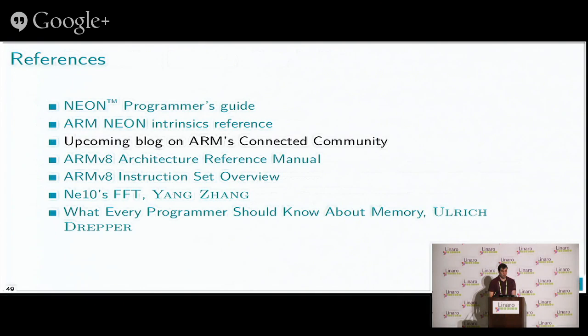Finally, before I start to take questions, I'd like to recommend that you read those references, starting with the Neon Programmer's Guide, the ARM Neon Intrinsics reference, the Architecture Reference Manual. It should be your Bible here. Do get to know the instruction set. I repeat it a lot of times, but it's very important. The ARMv8 instruction set overview is a useful document, especially if you're going to migrate code from AArch32 to AArch64. It has a very nice table of mapping between instructions. And two other articles I also recommend, which are interesting.